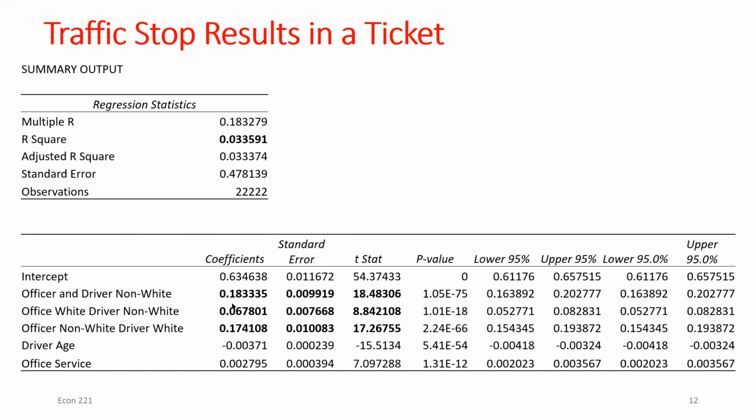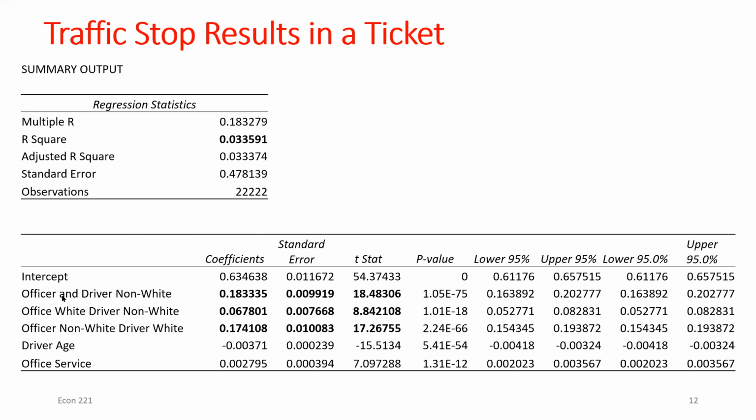So, it's kind of sad. It's evidence that there's some discrimination going on. It also looks like, if I look at when the officer is non-white, relative to when the officer and driver are both white, it doesn't really matter. If the officer is non-white, it looks like they're simply always writing tickets at a higher rate than when the officer and driver are both white.